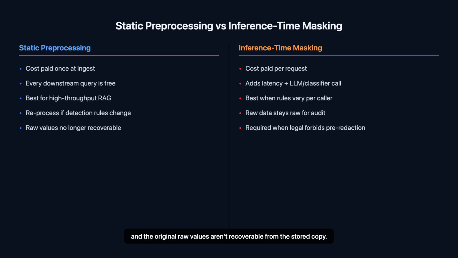Inference-time masking is deboning at each diner's table, accurate to their preferences, but you pay the cost on every plate. Reach for it when sensitivity rules vary per caller, or when legal forbids storing a pre-redacted copy at all. The trade-off is a classifier or model call added to every single inference.